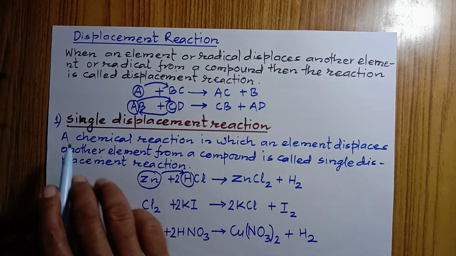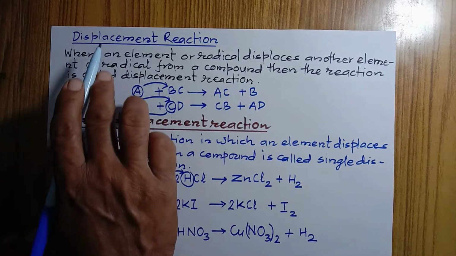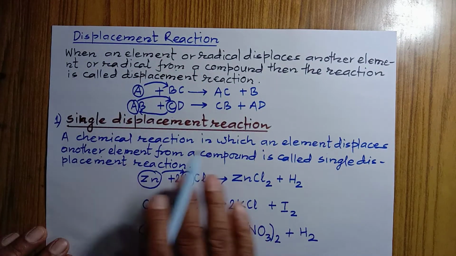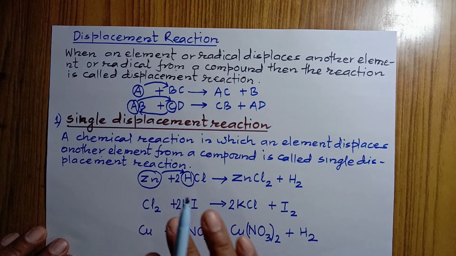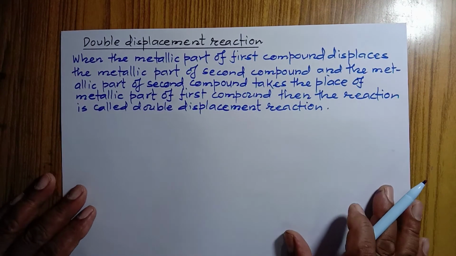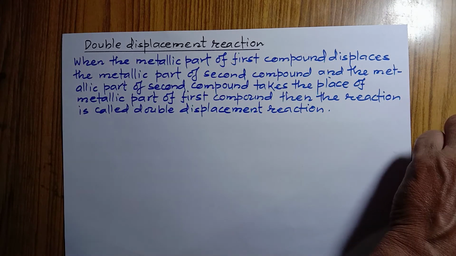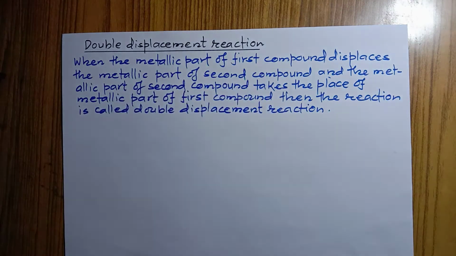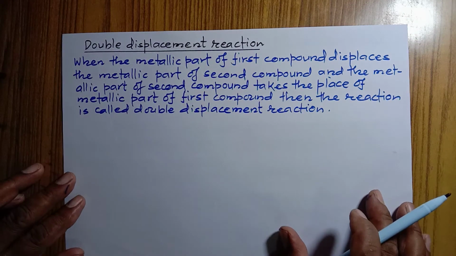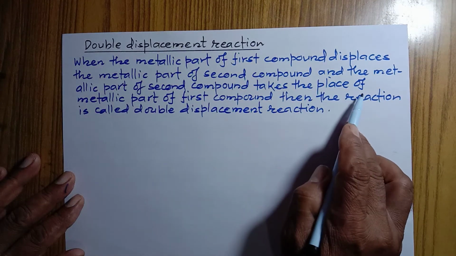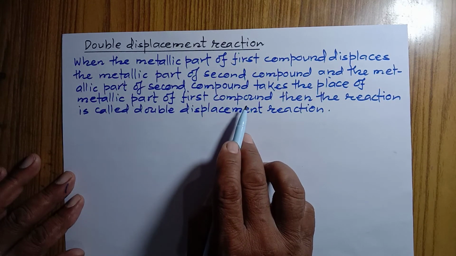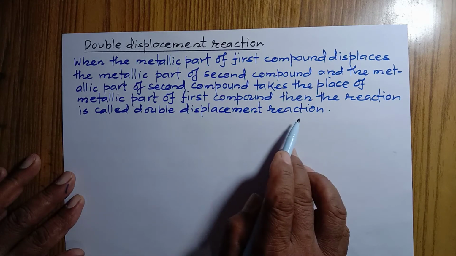Now let's talk about double displacement reaction. Displacement reaction is of two types. Single displacement, we took some examples. Let's talk about double displacement reaction. We can define it this way. Double displacement reaction: when the metallic part of the first compound displaces the metallic part of the second compound, and the metallic part of the second compound takes the place of the metallic part of the first compound, then the reaction is called a double displacement reaction.